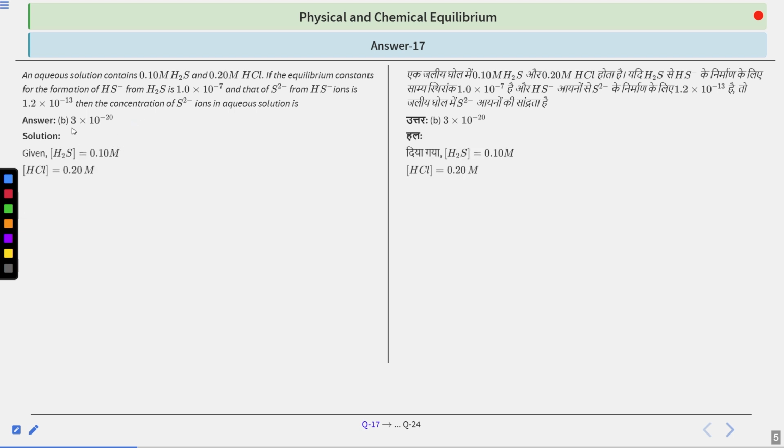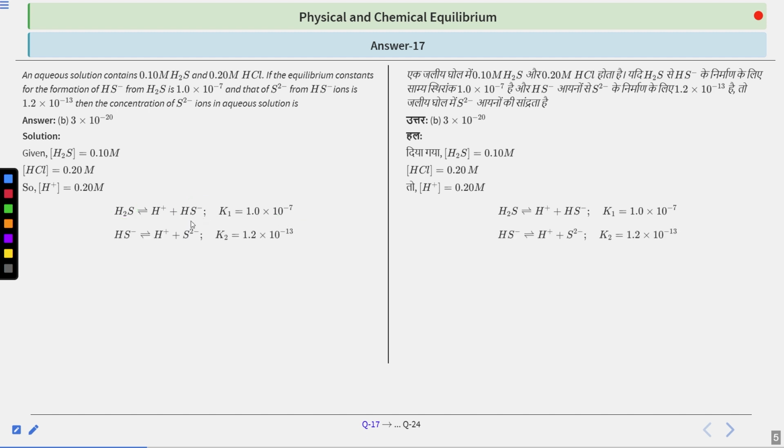Now it was given that the concentration of H2S is 0.10 molar and that of HCl is 0.20 molar. Since HCl is a strong electrolyte, the concentration of H plus and HCl will be the same, that is 0.20 molar. Now again, what was given? It was given that the formation of HS minus from H2S has an equilibrium constant of 1 into 10 to the power minus 7, and the formation of S2 minus from HS minus has an equilibrium constant of K2 equals 1.2 into 10 to the power minus 13.